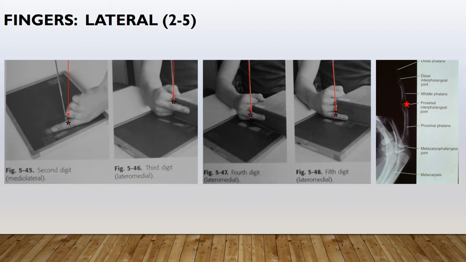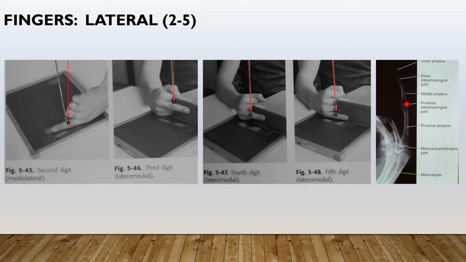Now, if I'm taking an x-ray of a lateral finger, numbers 2 through 5, once again, I'm going to turn them whatever they need to go, depending upon the digit that I'm going to x-ray. So the second digit is going to go into a medial lateral, and then the third, fourth, and fifth digit are going to go into a lateral medial. And that is the view, lateral medial view. And you're going to center at the proximal interphalangeal joint.